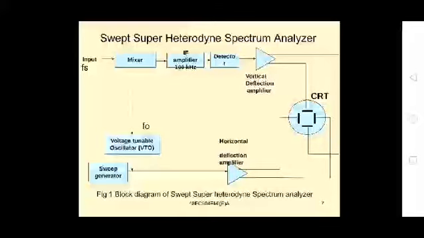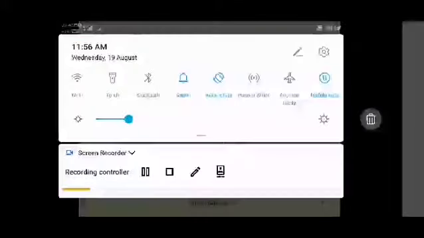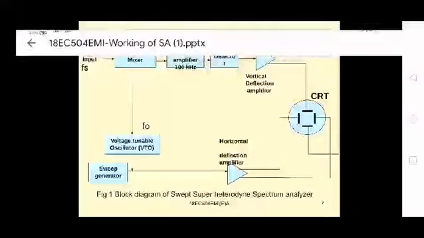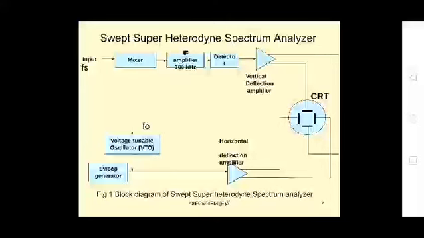So this is the block diagram of the swept super heterodyne spectrum analyzer. Basically this spectrum analyzer consists of the narrow band super heterodyne receiver. The top part you are seeing is a super heterodyne receiver, and you will be having one CRO. So the swept super heterodyne spectrum analyzer consists of two main parts. One is your narrow band super heterodyne receiver, and the second part is the CRO.